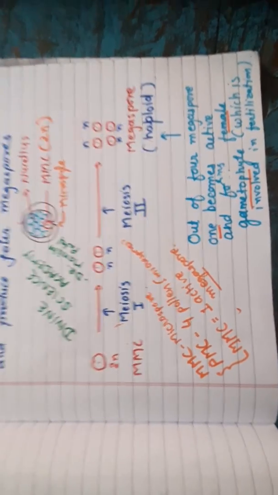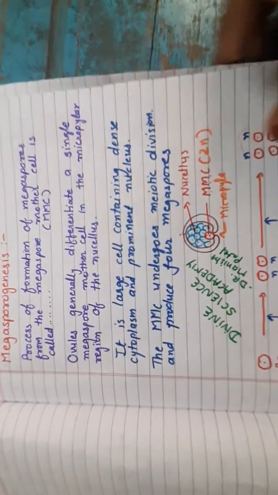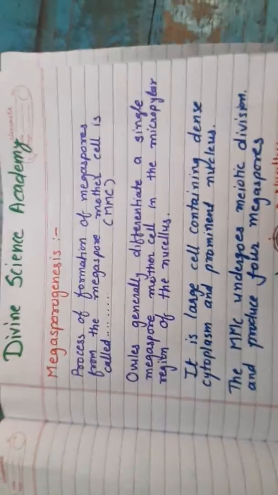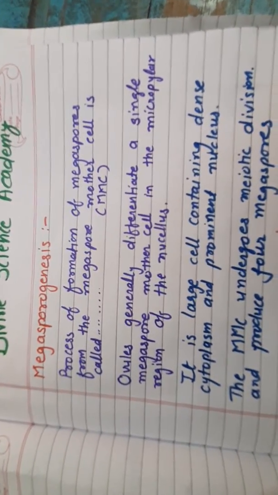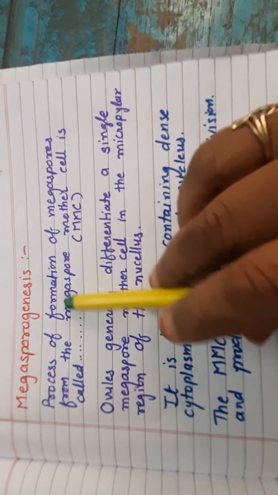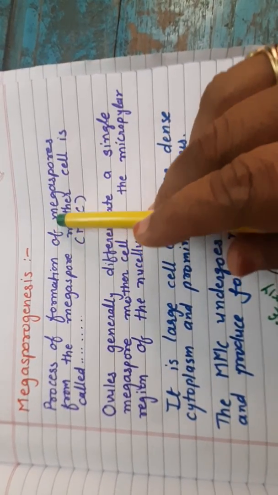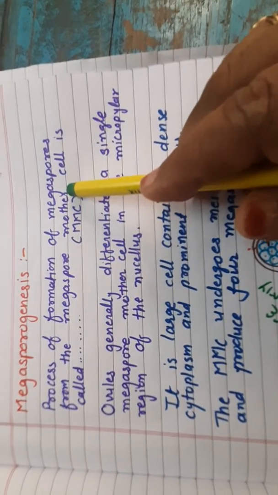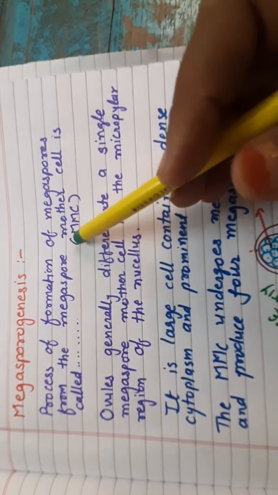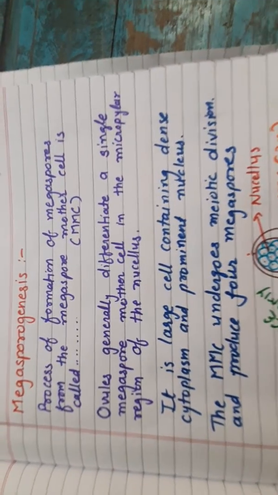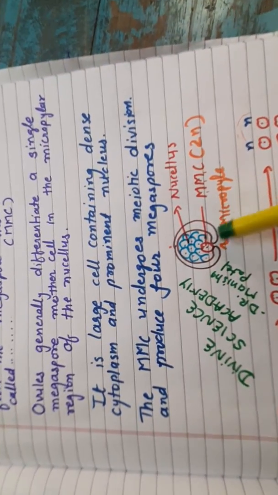In chapter number 2 today we'll see megasporogenesis. This is the most important topic. So first of all, what is megasporogenesis? To remember, the process of formation of megaspores from the megaspore mother cell is known as megasporogenesis.